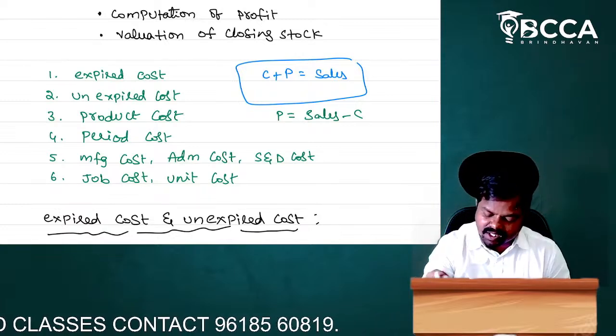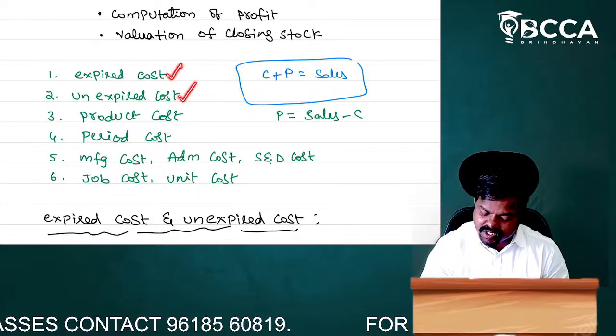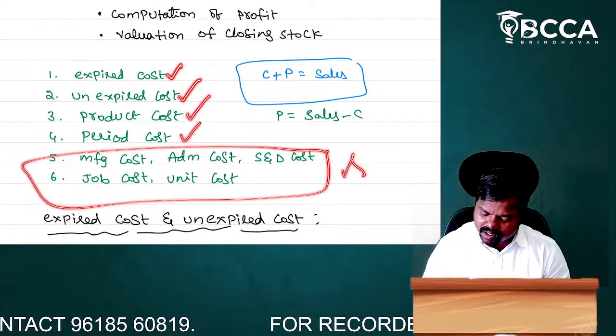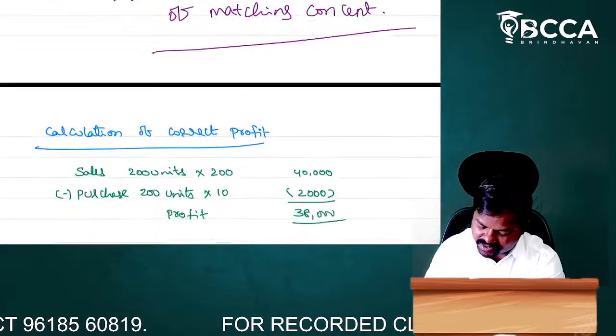Based on cost of goods sold, that is the sold units, some portion is expired, and some portion is unexpired based on unsold or closing stock. We discussed in the earlier class expired cost, unexpired cost, product cost, period cost. Now we should learn the concept of manufacturing cost.